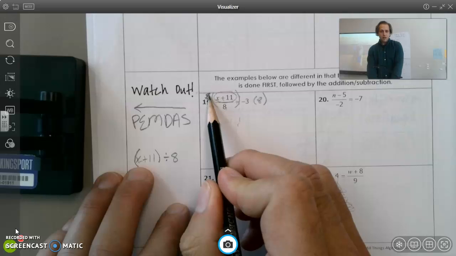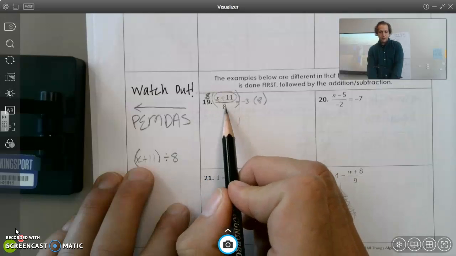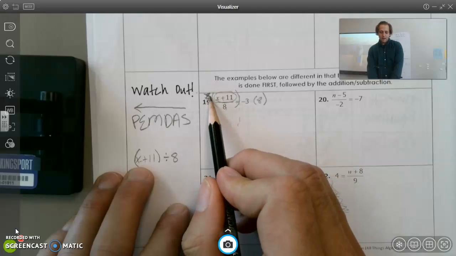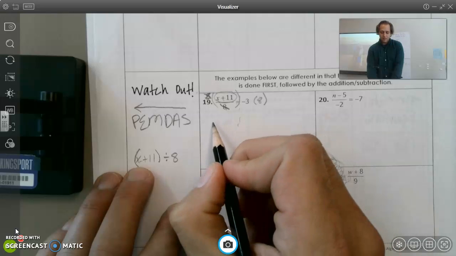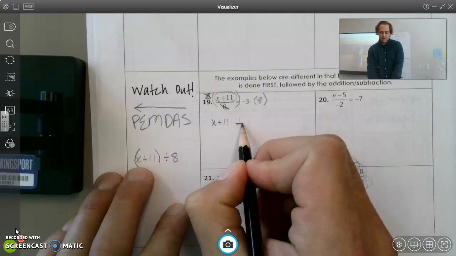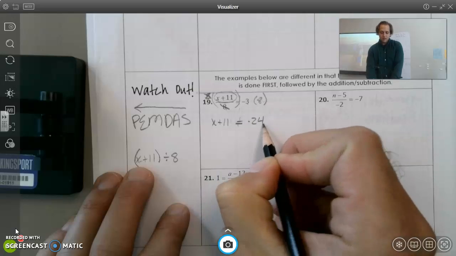Why would I multiply by 8? Well, because I'm dividing by 8. And if I have an 8 in the numerator, 8 in the denominator, or if I multiply by 8 and then divide by 8, that just creates a factor of 1, and I'm left with x plus 11. Negative 3 times 8, that's negative 24.